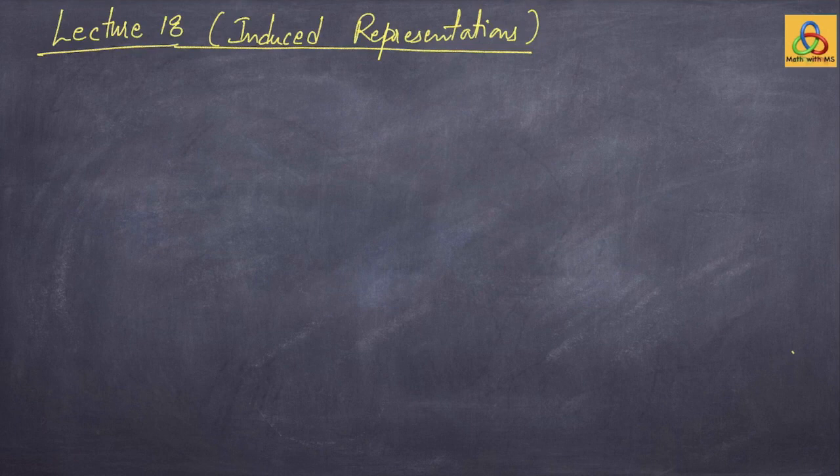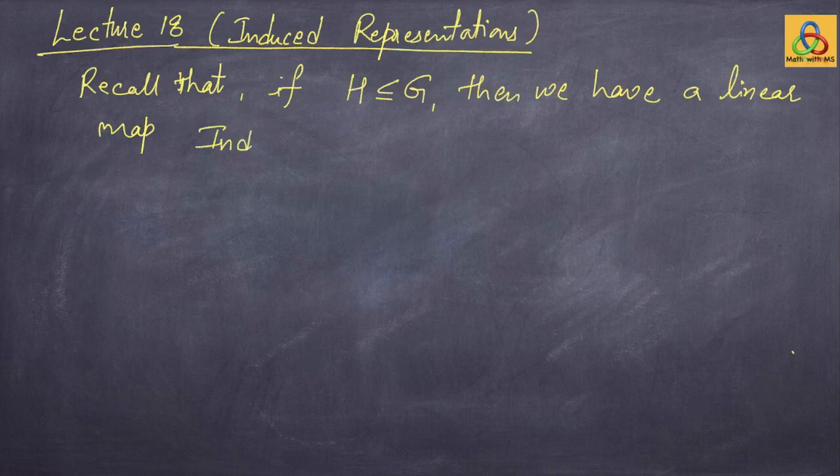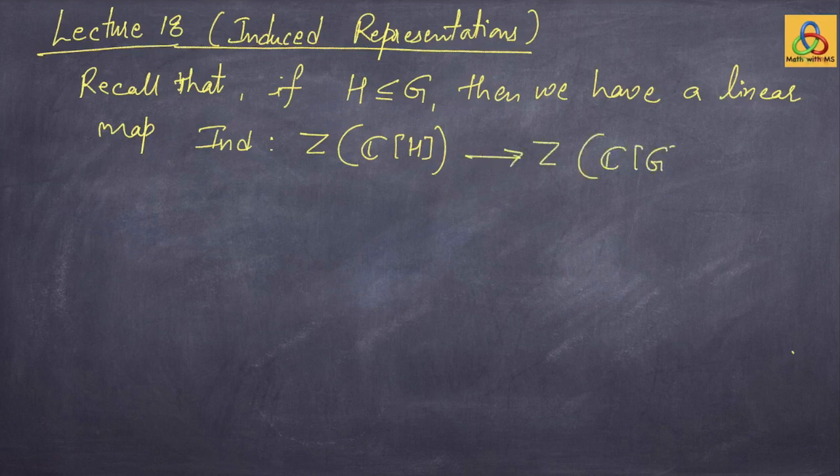Now recall from lecture number 17 that if H is a subgroup of the group G, then we have a linear map, which we denoted by induction, from the center of the group algebra of the subgroup H to the center of the group algebra of the group G. So this induction map takes a class preserving function on the subgroup H and maps it to a class preserving function on the group G.